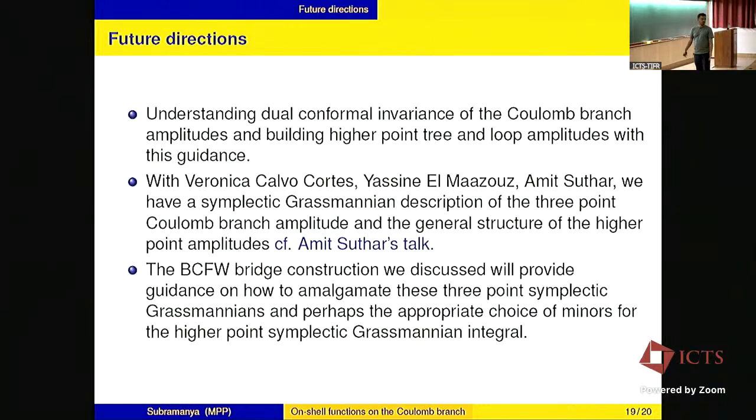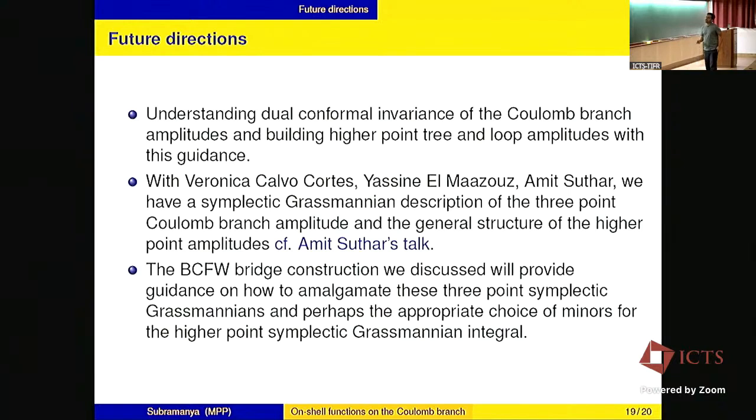description of the 3-point Coulomb branch amplitude. And the on-shell diagram tells you why 3-point amplitudes are important, because ultimately you are gluing 3-point amplitudes to build higher point amplitudes. And one important thing to do would be to amalgamate these 3-point amplitudes and reproduce the kind of Jacobian factor that we got when we tried to glue 3-point Coulomb branch amplitudes.